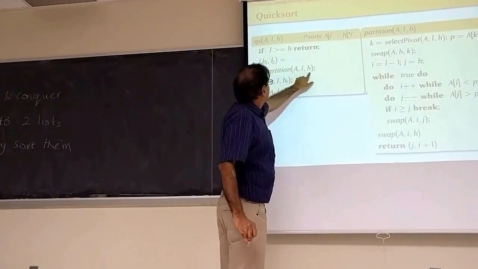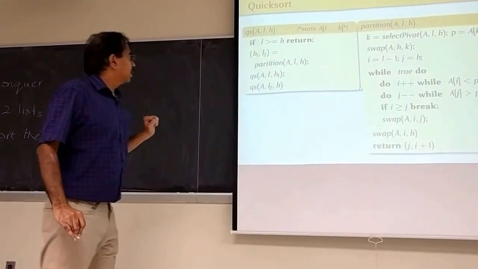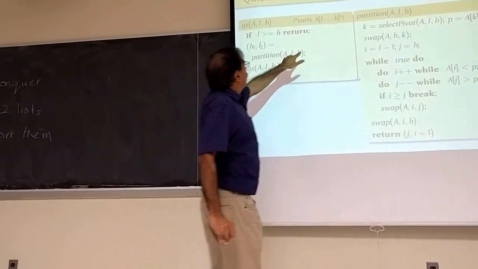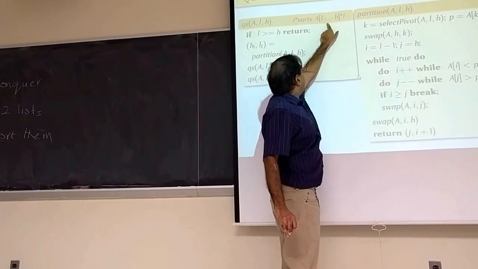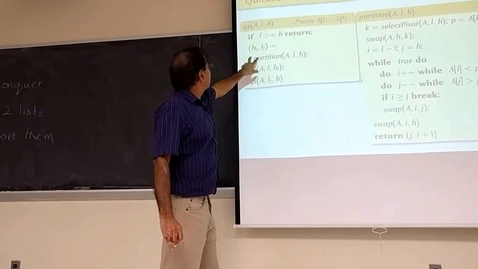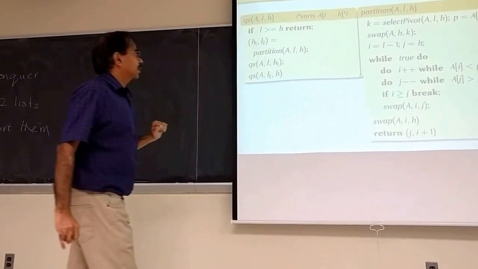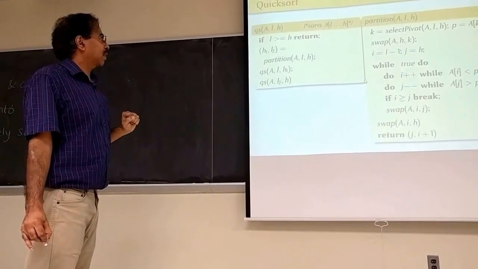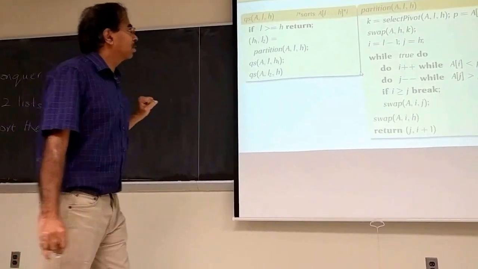Partition basically rearranges the elements in this part of the array, A[L] through A[H], okay? And it gives you some delimiters. So let's try to understand exactly what partition does, and then we'll come back to quick sort.